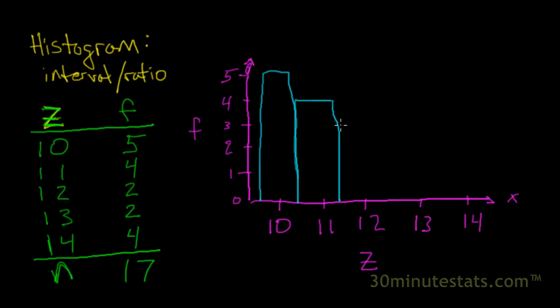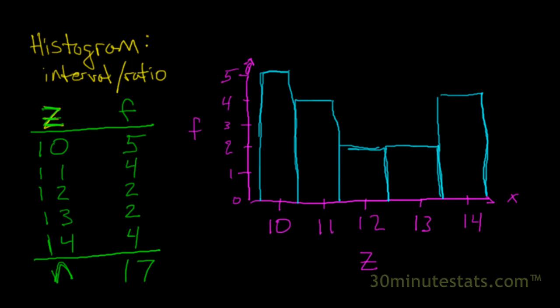And then the value of 12 had a frequency of 2, so we'll draw a bar that goes up to 2. At the z value of 13, the frequency was also 2, so we'll have another bar the same height there. And then at 14, we'll draw a bar that goes up to 4, because that was the frequency at 14. Okay, so here's our histogram drawn for the frequency distribution of z.